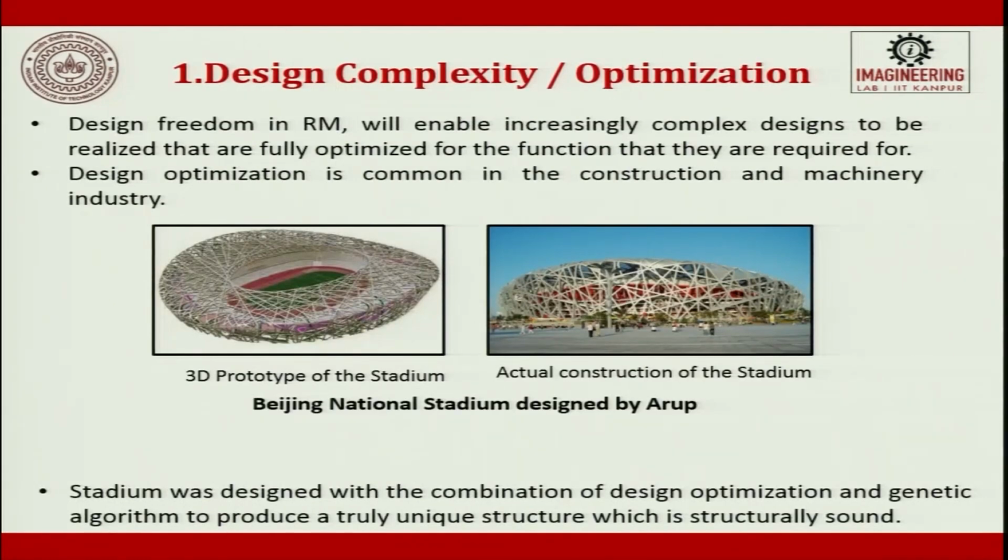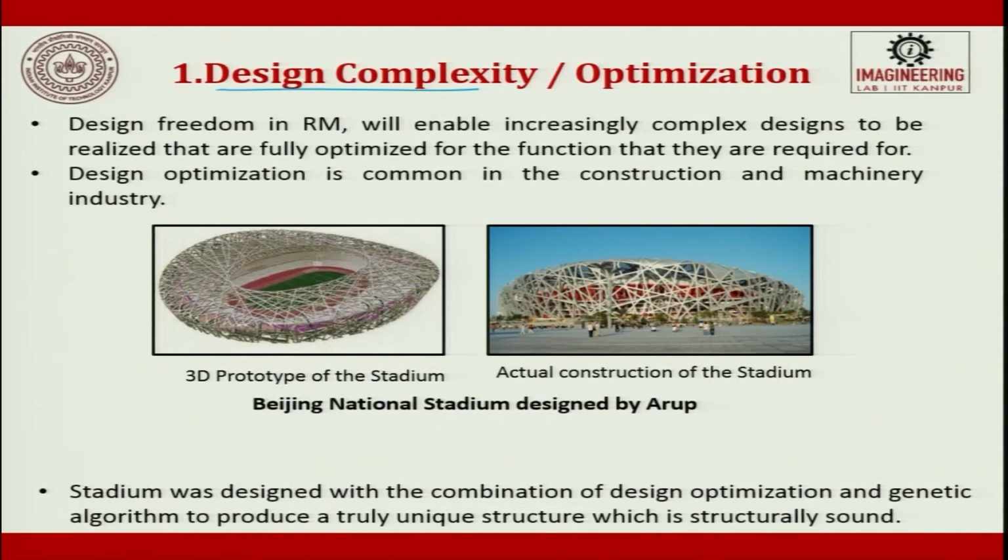So, if you want to construct a complexity and you also want to try optimization, here rapid manufacturing is used for better visualization, and then we try to construct the object. The design freedom in RM will enable increasingly complex designs to be realized that are fully optimized for the function which is required. One is to cover, the other one is to give strength, all these things.